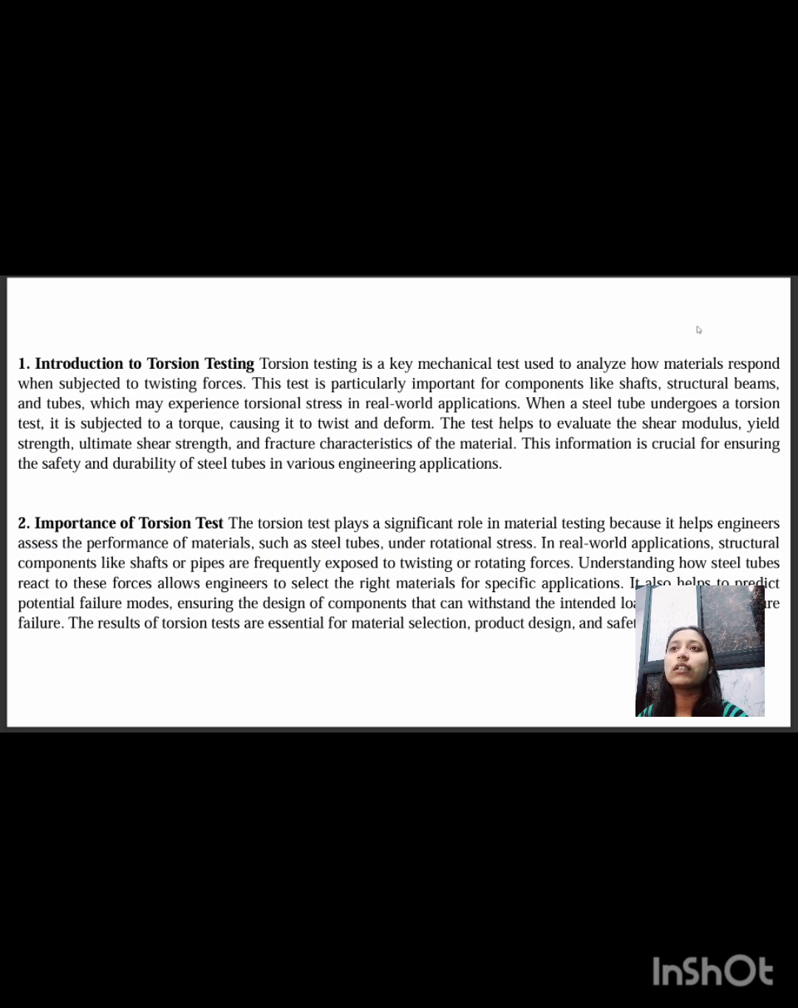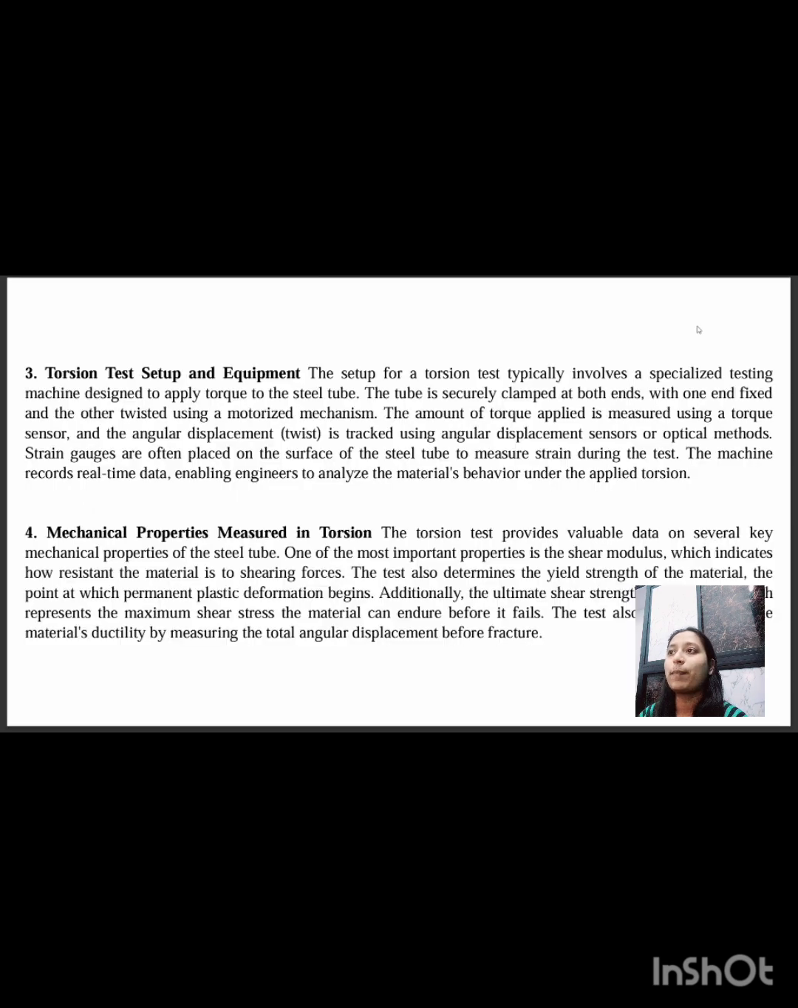Next, torsion test setup and equipment. The setup for a torsion test typically involves a specialized testing machine designed to apply torque to the steel tube. The tube is securely clamped at both ends, with one end fixed and the other twisted using a motorized mechanism.